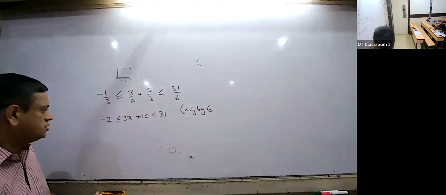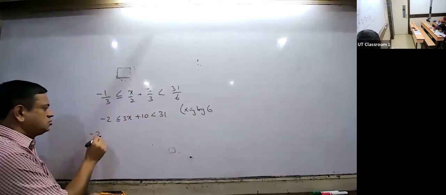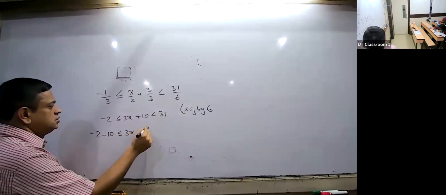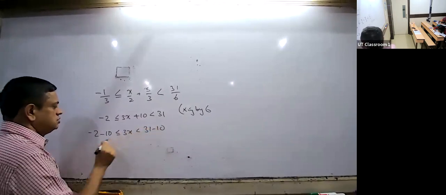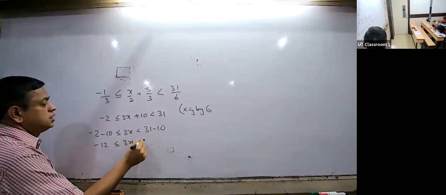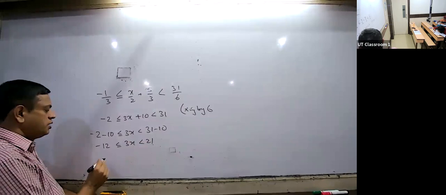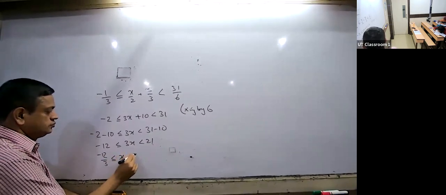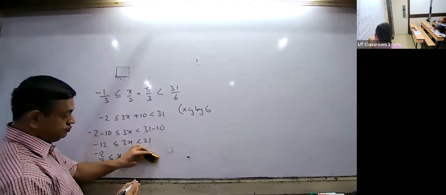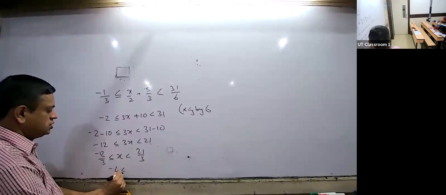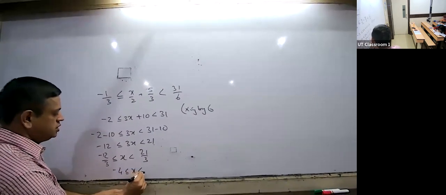Now shift and then subtract 10. Minus 2 less than 3x less than 31 minus 10. Minus 12 less than or equal to 3x less than 20. Divide by 3. Minus 12 by 3. That is minus 4 less than or equal to x less than 7.